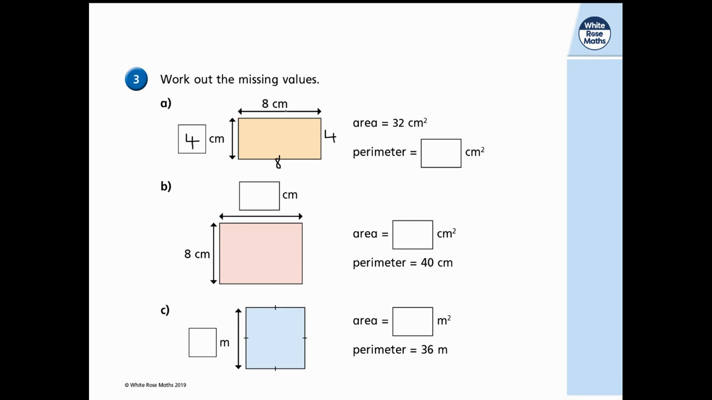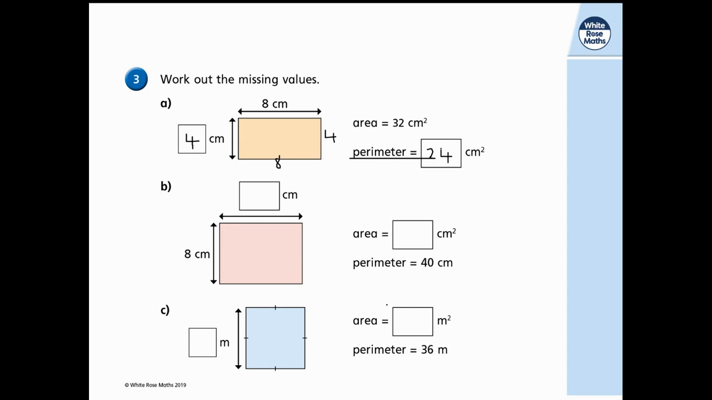So I've got 4 add 8, which is 12. Add 4 is 16. Add 8, 20. What did I have then? Sorry. 24.